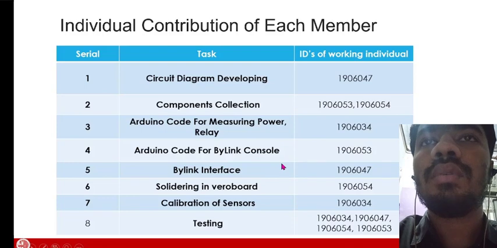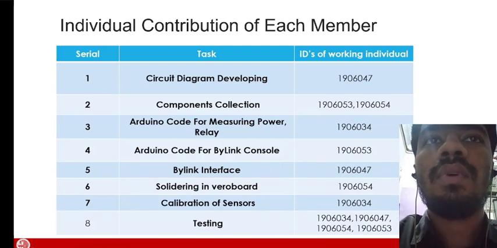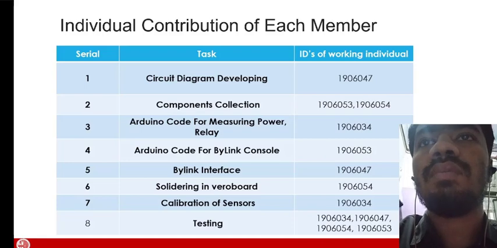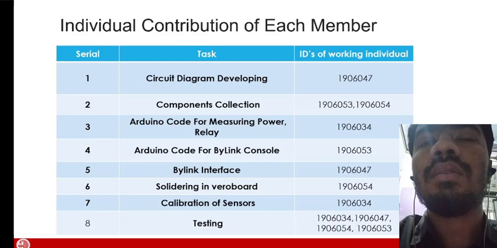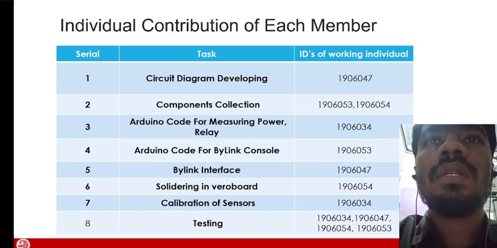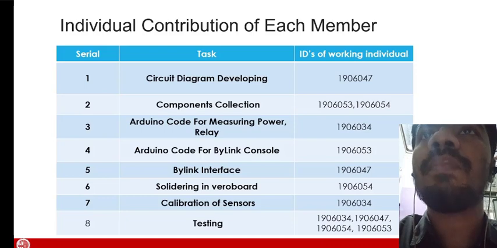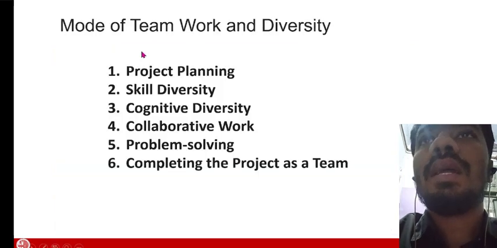Soldering the components on the Vero board was done by ID 54. Calibration of sensors was done by ID 34, and the overall device was tested several times by all of the members. Mode of teamwork and diversity.